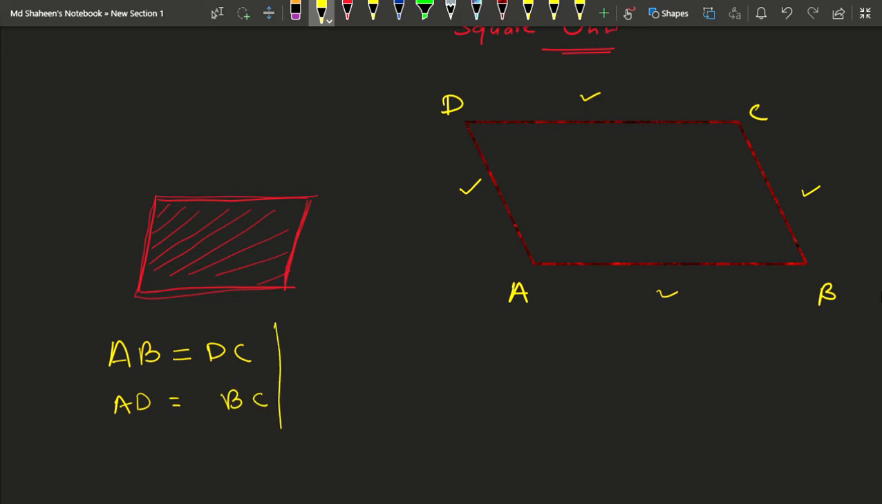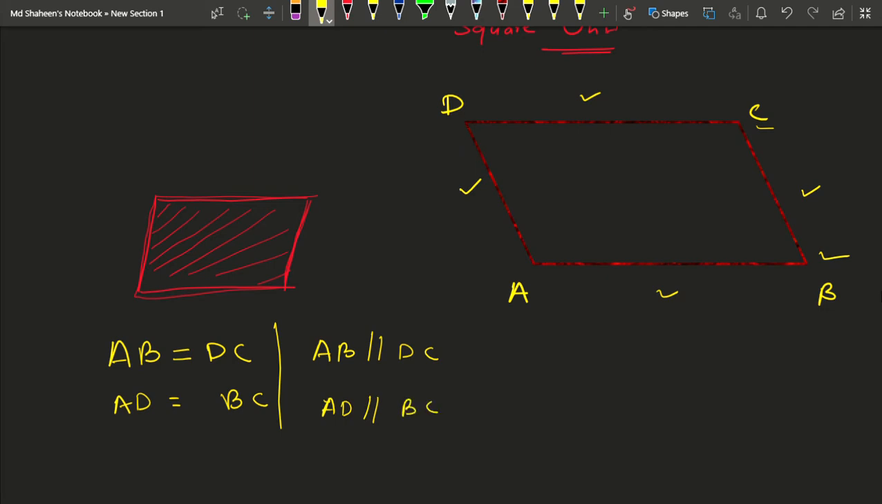These will be parallel also. But what do we mean by parallel? It means the distance between these two lines will be constant throughout. These two lines will never cut each other, even if you extend them. That is parallel lines. So AB will be parallel to CD, and AD will be parallel to BC.